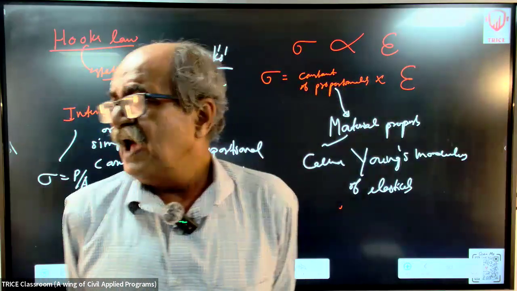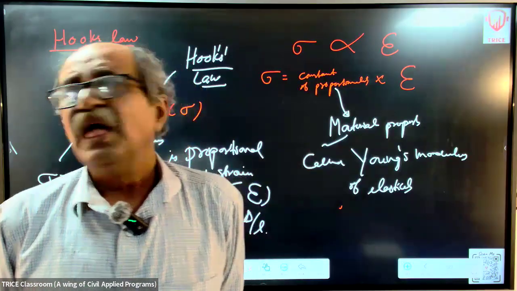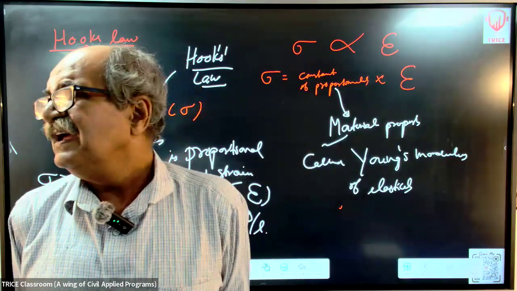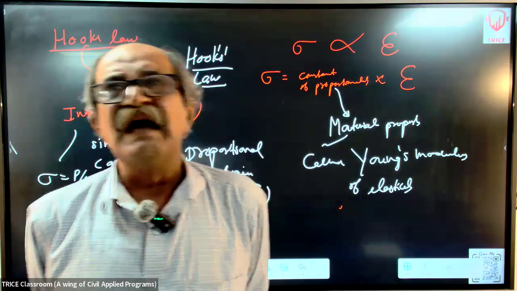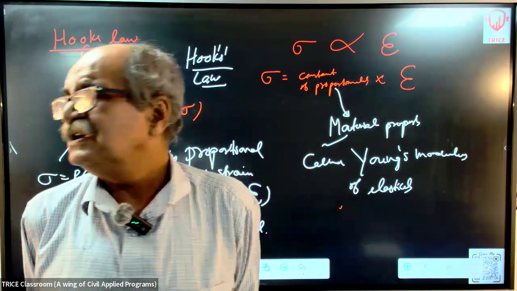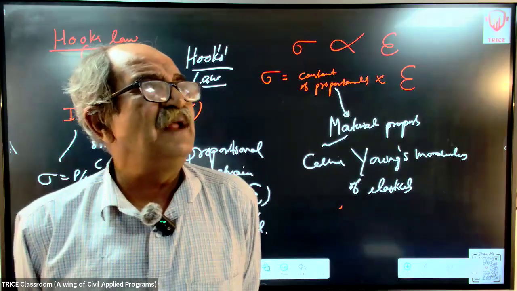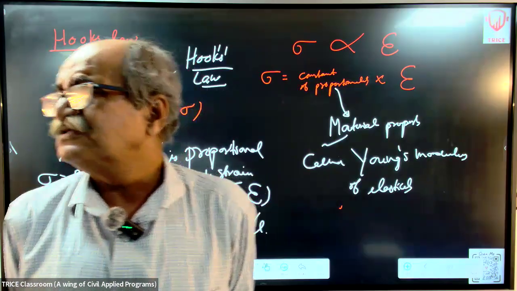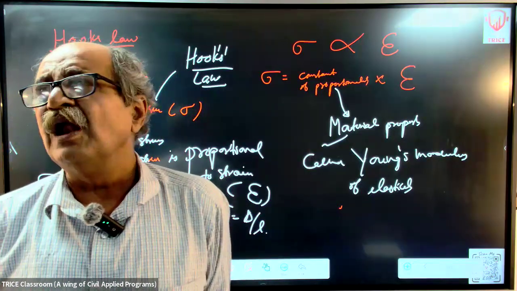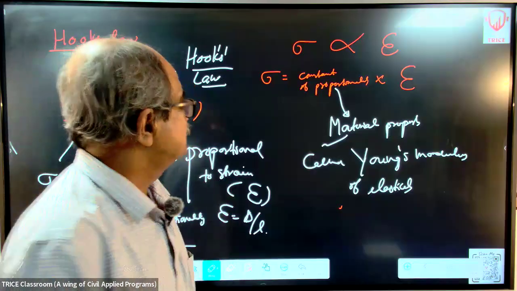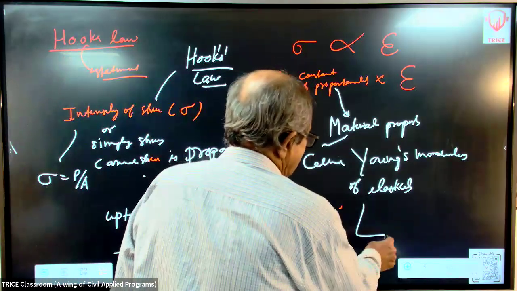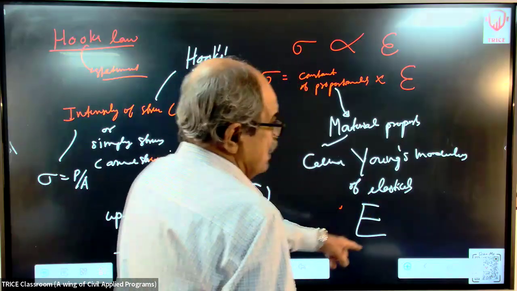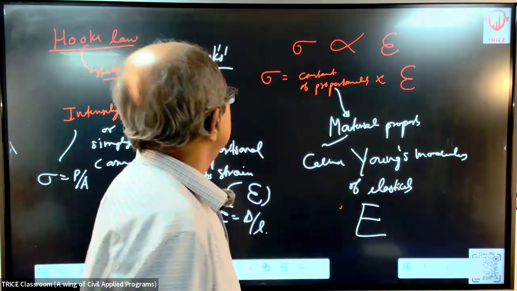Technically called Young's modulus of elasticity, but people are lazy. Nobody wants to say Young's modulus of elasticity. See, shortcut. So therefore, it is called modulus of elasticity. Some people call it elastic modulus. Our symbol is E, Young's modulus, capital E.